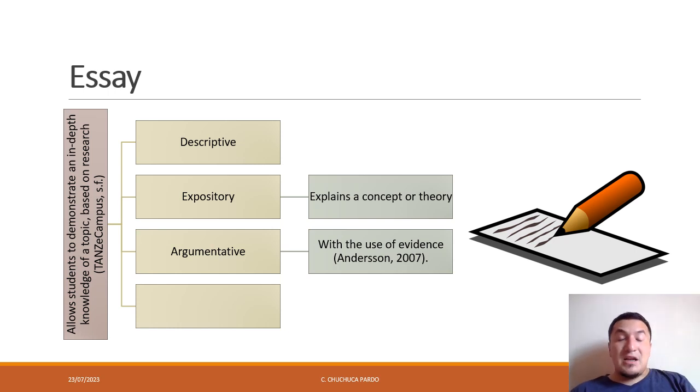Descriptive, as the name says, is going to be a description of something, with facts, of course. Expository explains a concept or theory, but with facts and with evidence. That's the most important part, because you have to do a deep reading of something, to research on the internet, in books and things like that. And the third type of essay is an argumentative essay, of course, with the use of evidence.